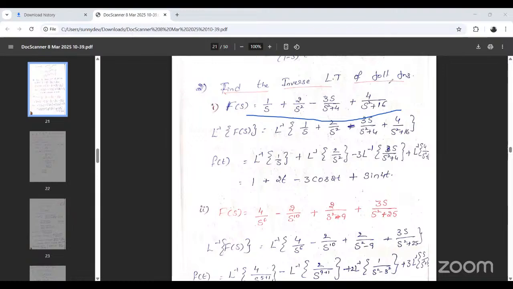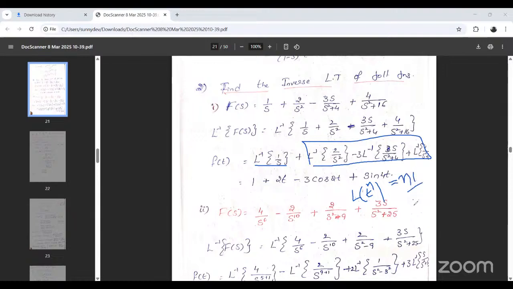Okay, so we know that the Laplace transformation of 1 equals 1 by s, yes? So the inverse of 1 by s equals 1. Similarly, we are using the Laplace transformation of t power of n, which is n factorial by s power of n plus 1.